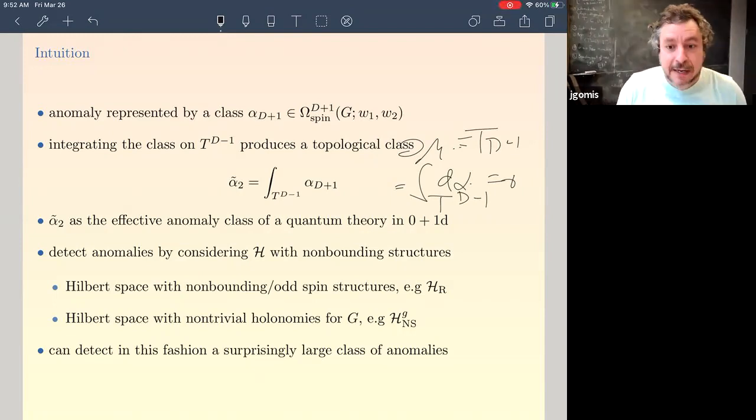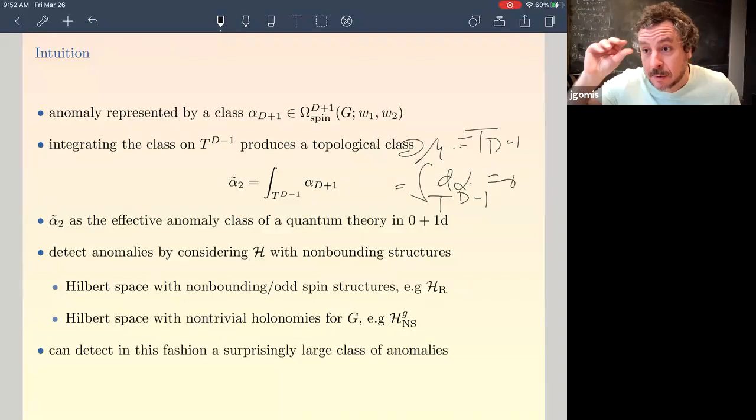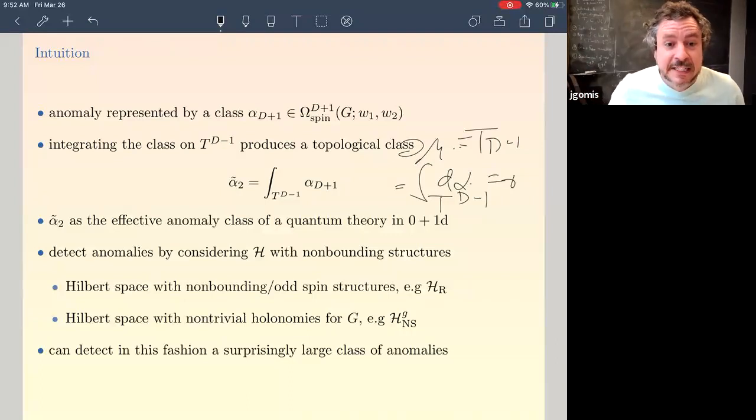Okay? And the thing that's very surprising, and this certainly surprised us, is that this very elementary choice of manifold is able to detect a surprisingly large number of anomalies. Even anomalies for systems that have time reversal symmetry, where the official way of detecting anomalies for time reversal symmetries is by studying the system on unoriented manifolds. And the point is that we can detect those anomalies by studying the Hilbert space of the theory on a torus, which is obviously an oriented manifold.